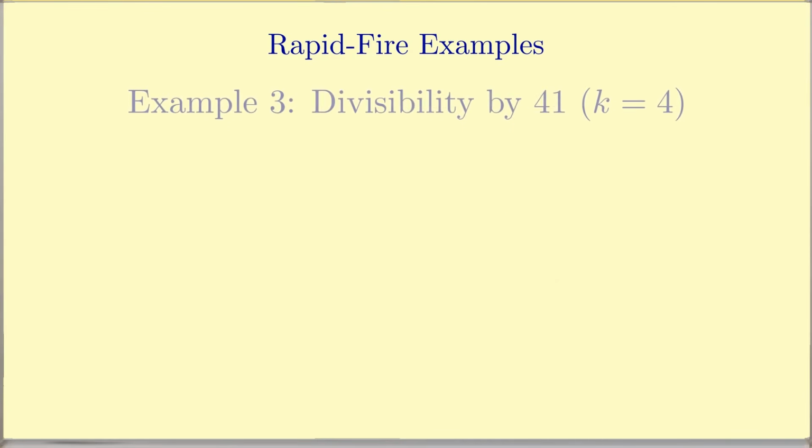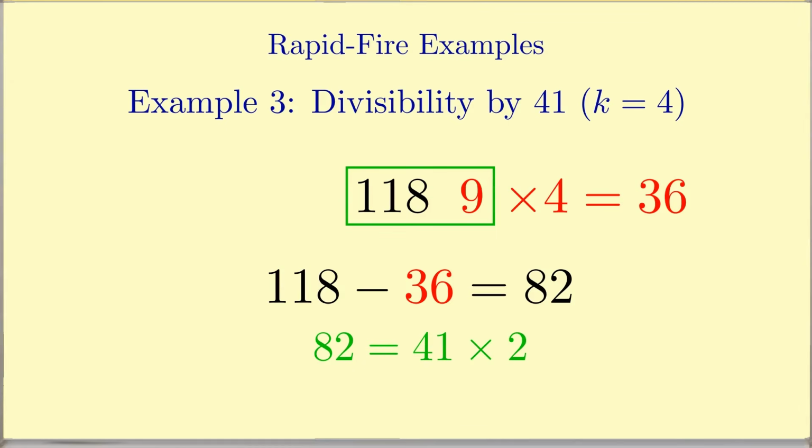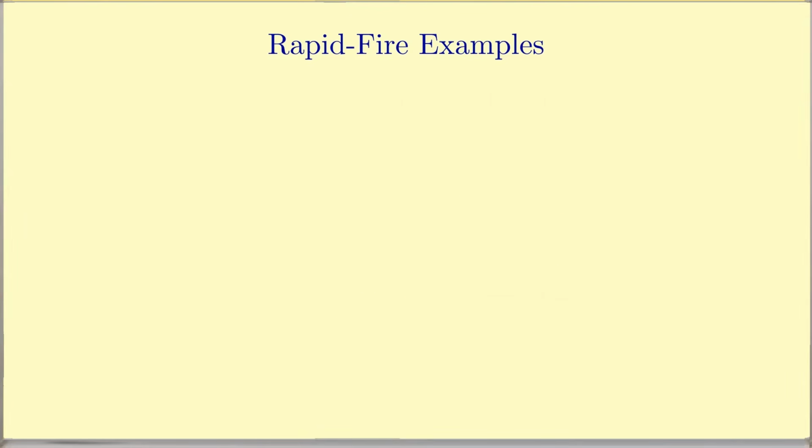Example 3. Divisibility by 41 where k is 4. Let us test the number 1189. Our multiplier k is 4. Chop the 9. Multiply by 4 to get 36. Subtract 36 from the remaining 118. 118 minus 36 is 82. 82 is exactly 41 times 2. It works flawlessly.